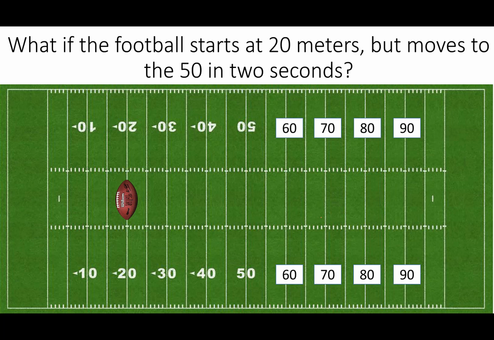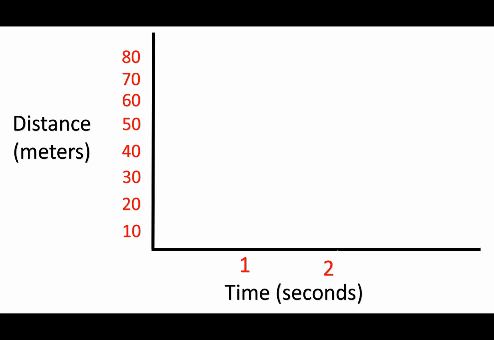What happens if the football starts at 20 meters, but it moves to the 50 in 2 seconds? It's not just sitting there forever. It starts at 20 meters, but then over the course of 2 seconds, it smoothly moves to the 50-meter line. Well, let's do the same kind of thing. It started at the 20, right? So before we even started the stopwatch, at 0 seconds, it's at the 20-meter line. But 2 seconds later, it's at the 50-meter line. These are the two things we know about it. And assuming that the ball moves smoothly, this is where it is at every other time.